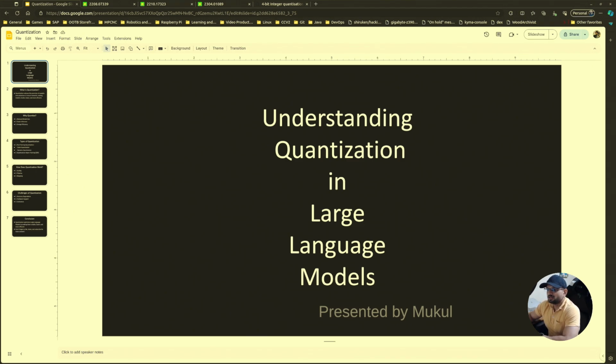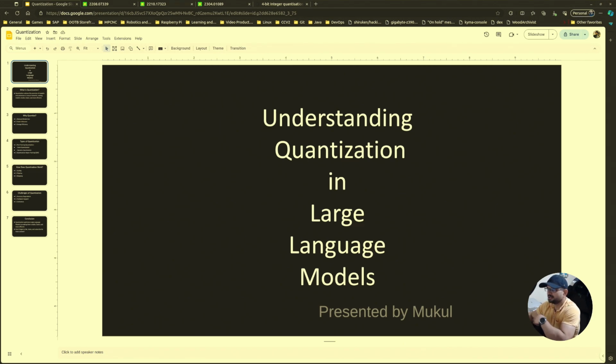So, there are two main ways to do quantization. One is post training quantization, and second is quantization aware training, right? So, what are these two things? Let's talk about them. Post training quantization is like ironing your clothes after packing them to make them fit better. So, we train the AI model first and then we make it smaller, right? That's why it's called post training.